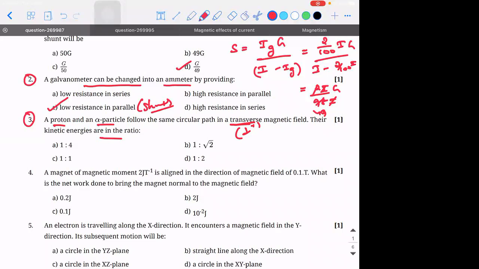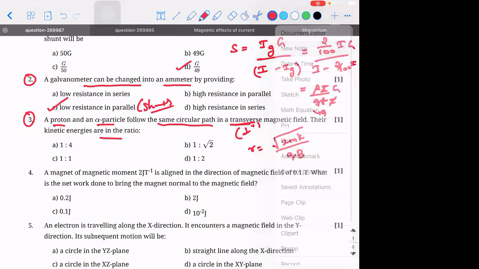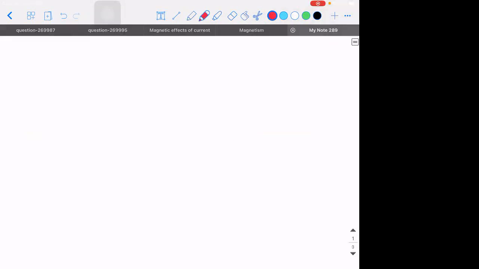How to solve? They're traveling in the same circular path. So what are the hints there? Same radius. Radius is the same. That's right. So R is equal to root of 2m K divided by QB. Correct? So R is equal to root of 2mK divided by Q into B.